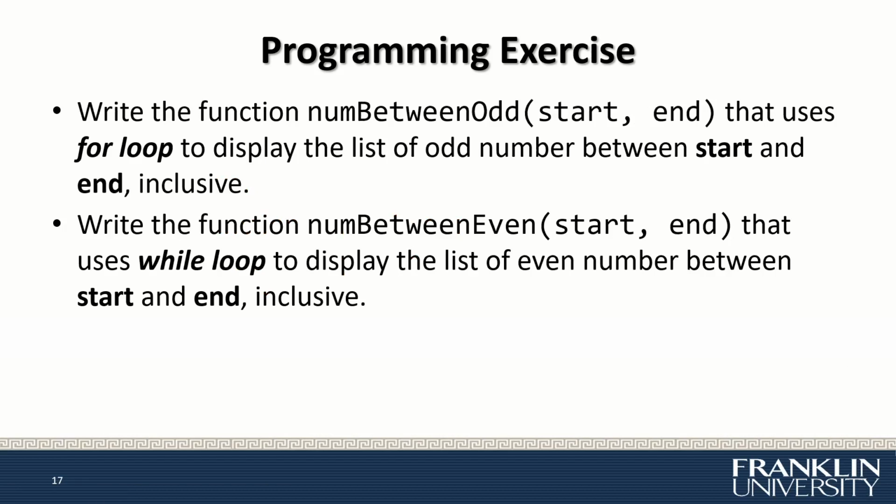So let's write a function called num_between_odd, start and end, that uses a for loop to display the list of odd numbers between start and end. And also write a function called num_between_even, start and end, that uses a while loop to display the list of even numbers between start and end inclusive, including the end number. I want you to think about how to do this, and I will go over this during our lecture time.